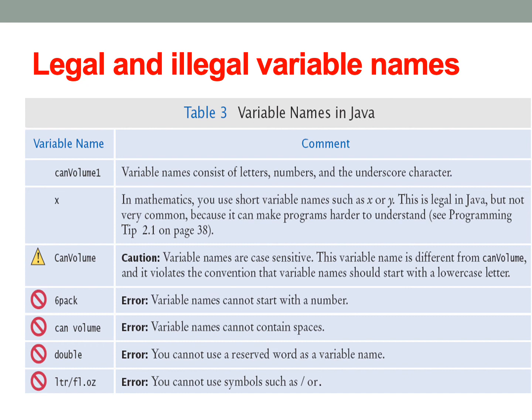We cannot have our variable start with a number. For example, 6-pack is not allowed. And then we cannot have spaces, for example, can space volume. Double is a reserved word, so we cannot use it as a variable name. However, if we have Double with a capital D, we can use it because it is no longer a reserved word.